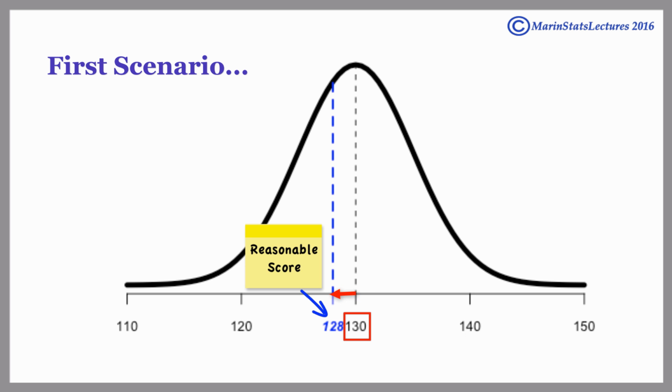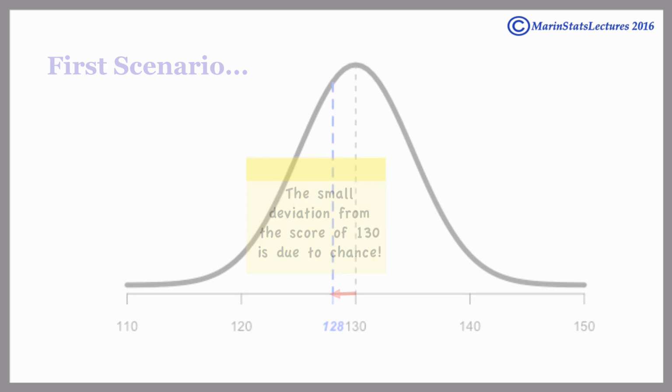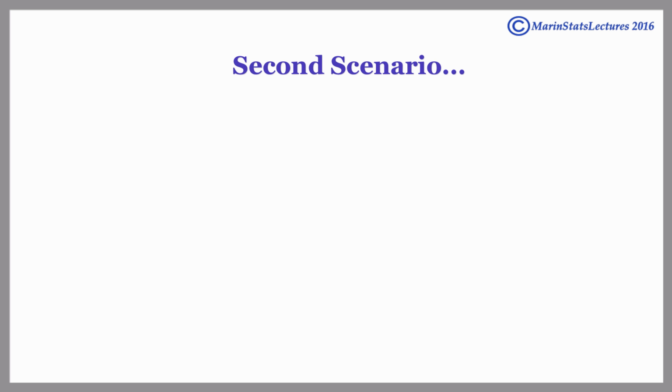And the slight dip below 130 could be due to many things. We wouldn't really expect him to score an average of exactly 130 points, and this small deviation was likely due to chance. Now, let's consider a different scenario.